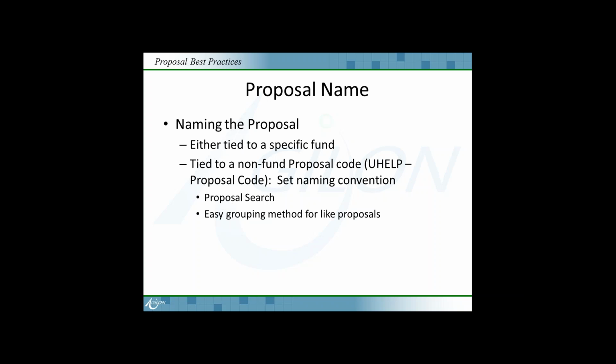So if you have a building project, or if you have something that's just generically proposals that are being produced for a specific college or College of Engineering. You may not have a fund set up for that, but you may want to group all proposals by College of Engineering. Even if that label changes later on when we get a bit more definition to that, adding that grouping to the UHelp proposal code gives us a great way to find, look up, and see all of those proposals to that common group.